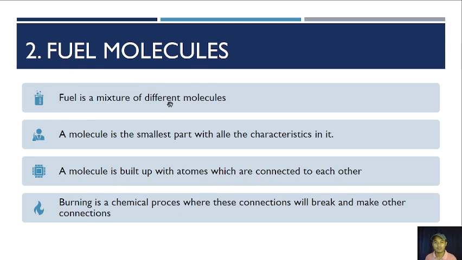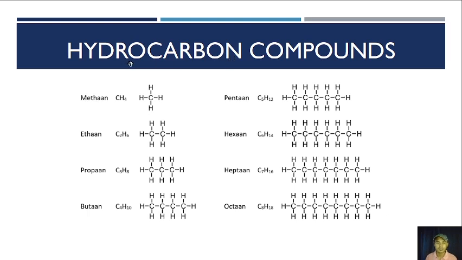Next, let's go with the fuel molecules. Fuel is a mixture of different molecules. A molecule is the smallest part with all the characteristics in it. A molecule is built up with atoms which are connected to each other. Burning is a chemical process where these connections will break and make other connections. What is here is a hydrocarbon compound. Methane has just one atom of carbon, so it has less carbon dioxide during combustion.